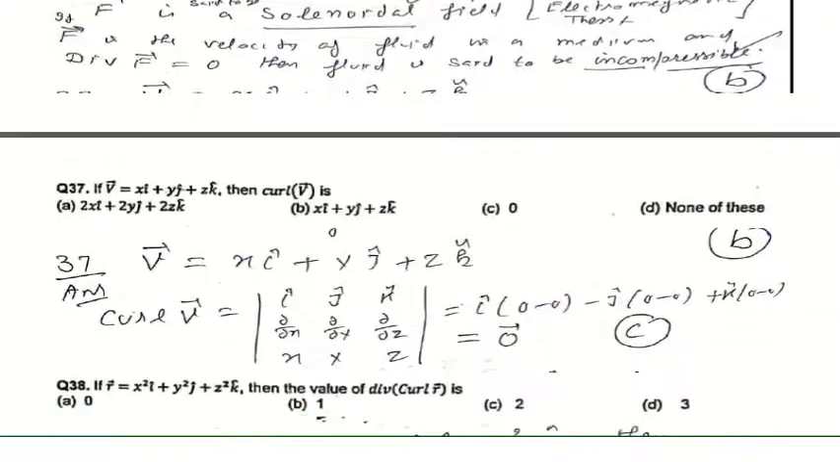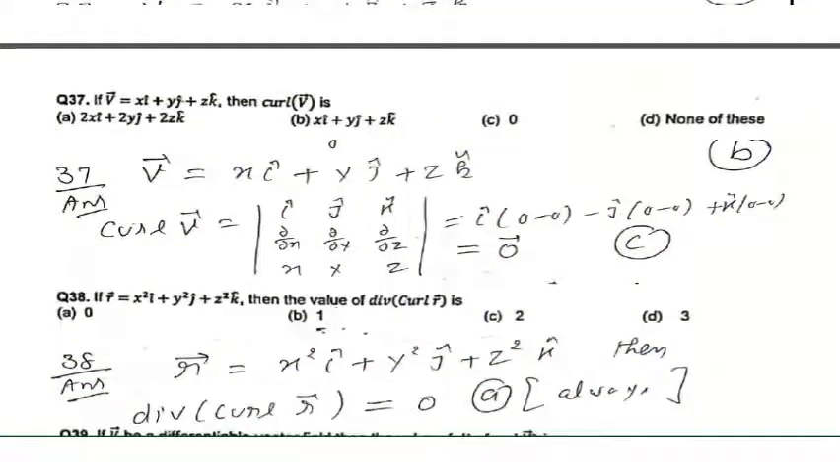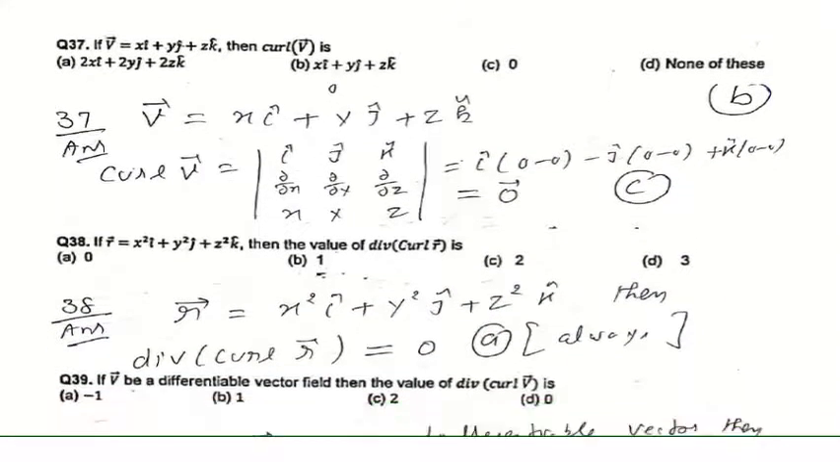Now the next question, question number 37, is to calculate curl of R. So curl of R is 0. We already have discussed this and also calculated it. For i, the derivative of z with respect to y is 0, the derivative of y with respect to z is 0, 0 minus 0 is 0. For j, the derivative is again 0 minus 0 is 0. For k, the derivative of y with respect to x is 0, the derivative of x with respect to y is 0, again 0. So R vector is xi, yj, zk. The curl of R is 0, the divergence of R is 3.